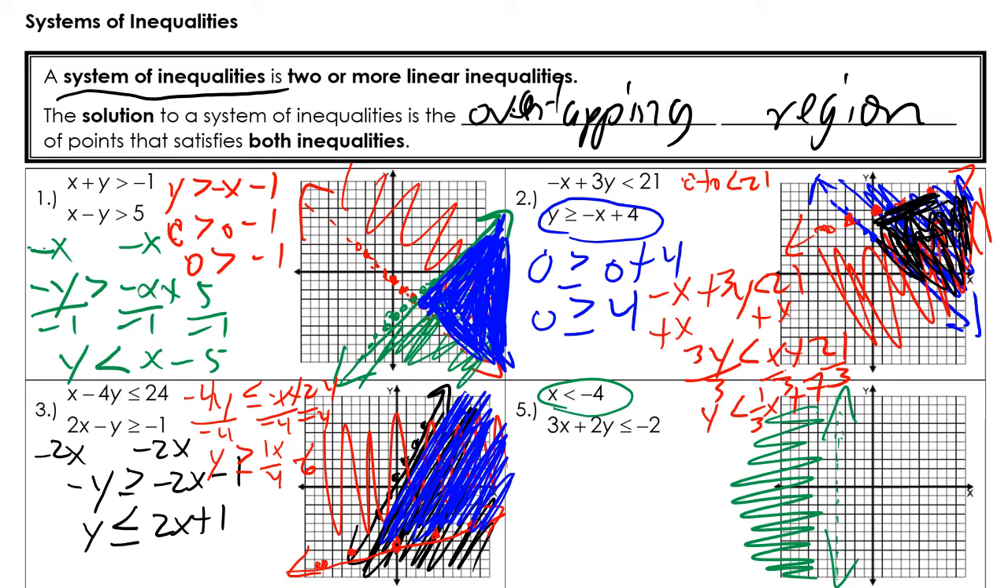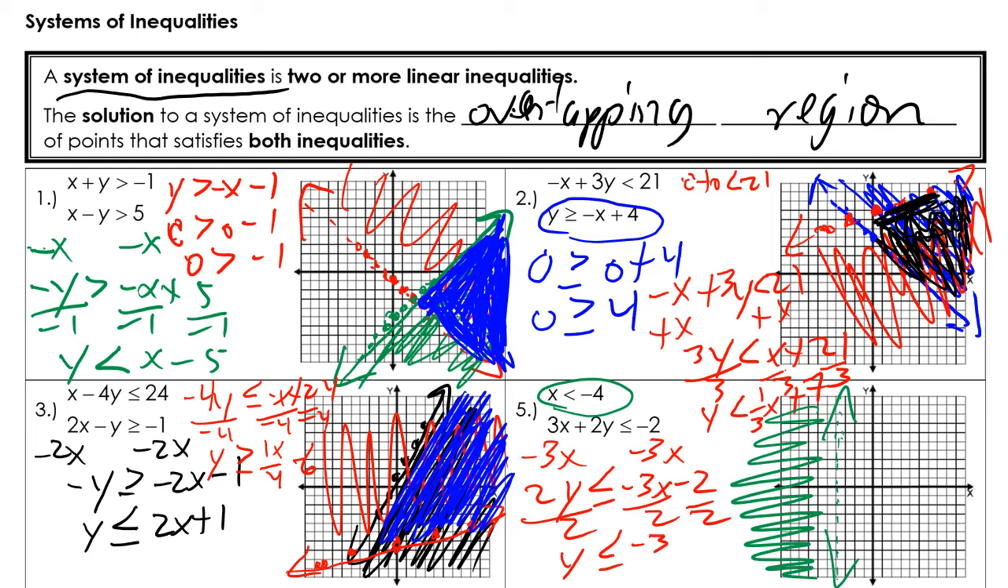For the other line, I need to isolate y. So I'm going to subtract 3x from both sides. You get 2y is less than or equal to negative 3x minus 2. Divide everything by 2. Y is less than or equal to negative 3 halves x minus 1. So I got negative 1. Slope is negative 3 over 2. It's down 3, right 2.